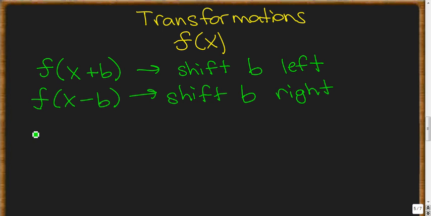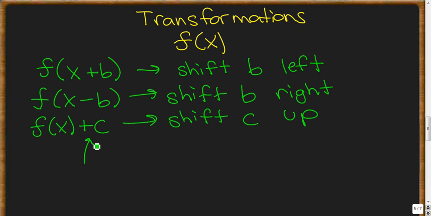You can have f of x plus c, which is shift c up. Basically you're taking the same graph, but you're adding some number to it. So every point will be on the same x, but it's just going to be up that many extra units. You have f of x minus c, which is going to shift c down.